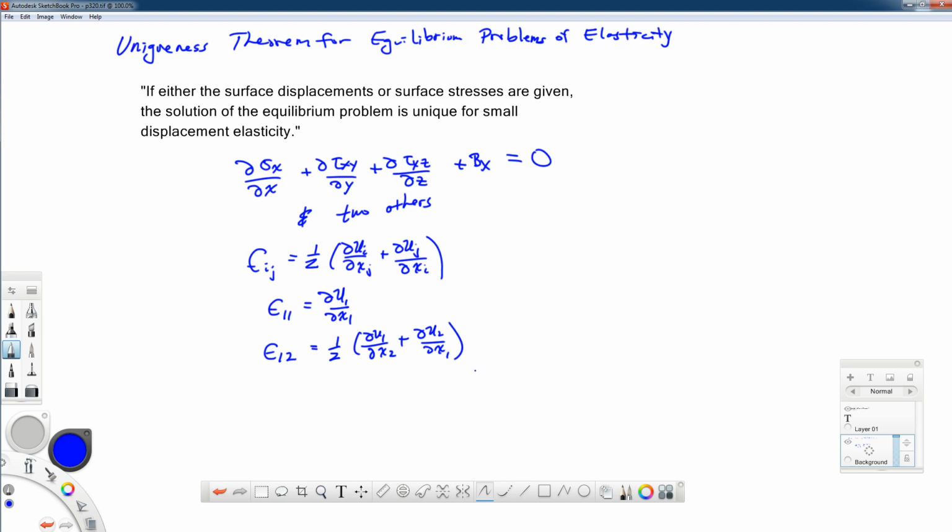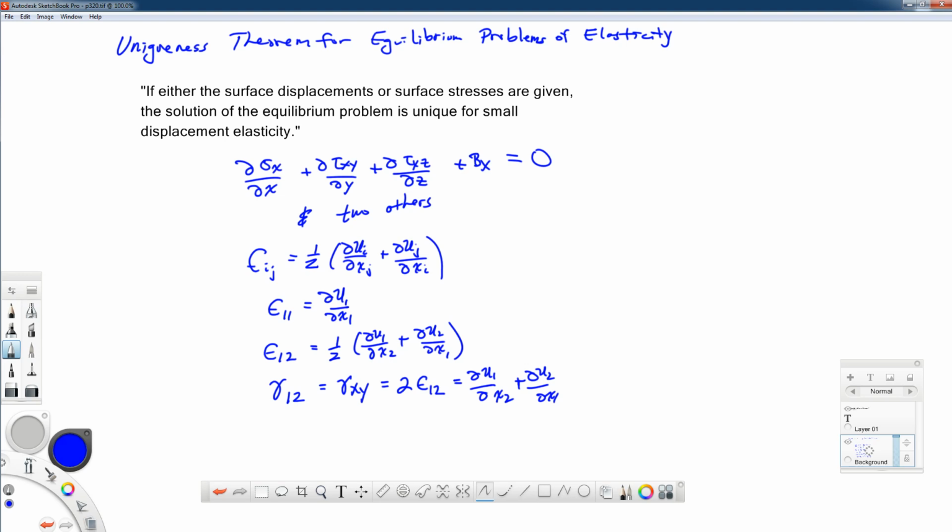Now in this discussion, we're actually going to be talking about engineering shearing strains, and so we're going to be looking at terms that look like gamma 1,2 or gamma xy, if you will, which would be 2 times epsilon 1,2, which would be terms that look like partial of u1 with respect to x2 plus the partial of u2 with respect to x1.